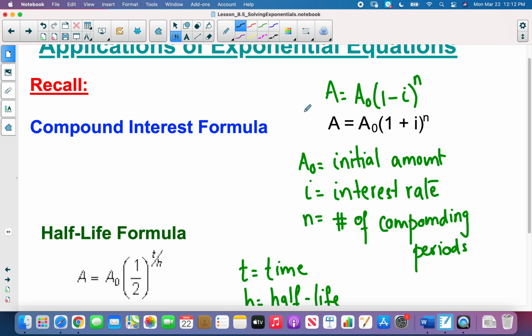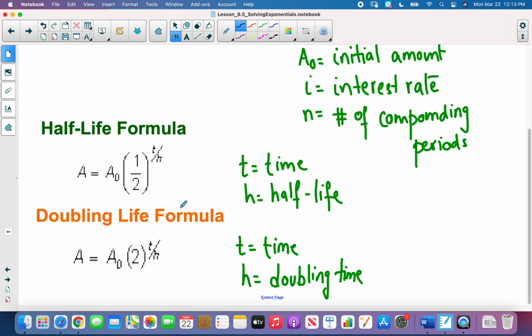And we also had this formula, A equals A0 (1 - i) to the power of n. And that was for relationships where there was exponential decay at the rate of i%. We also had two other formulae we learned, which is the half-life formula and the doubling formula. A equals A0 times 0.5 to the power of t over n if you have a half-life question. And if you have a doubling question, use A equals A0 times 2 to the power of t over n, where t in both cases represents the time and n represents the half-life in this case, and here the doubling time.